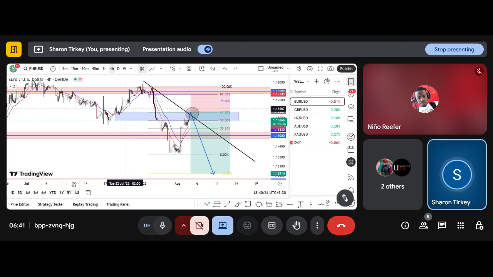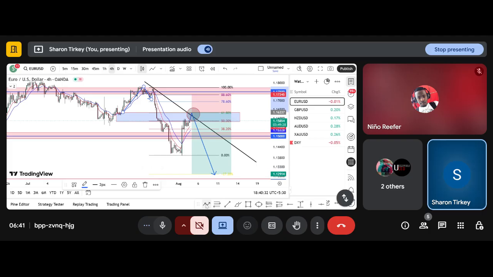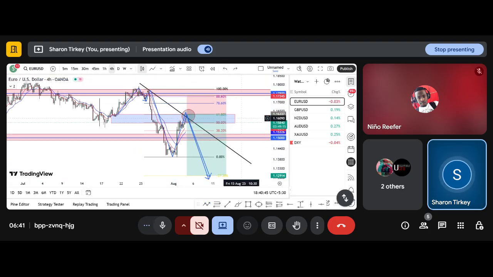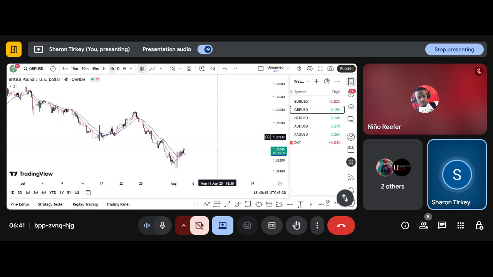Here I am going to again draw the structure. This is our higher high, higher low, higher high here. Now the trend has changed, so it's become lower high, lower low, lower high, then going to the new lower low here, okay? So this is the analysis for EUR/USD. Now go to the analysis for GBP/USD here.